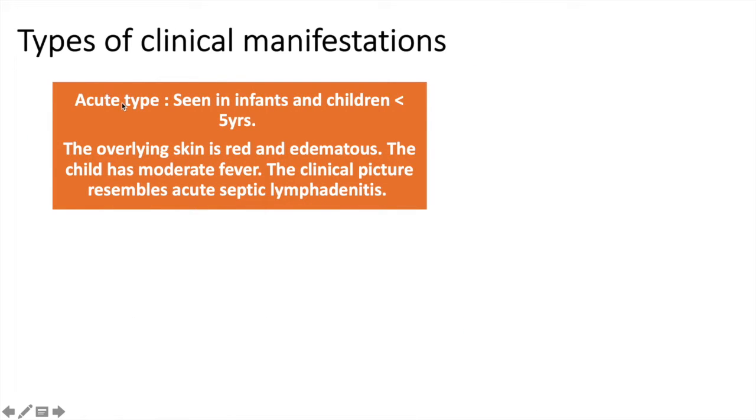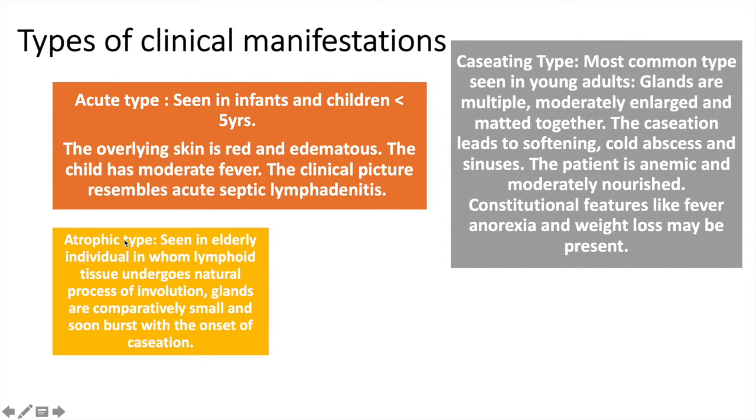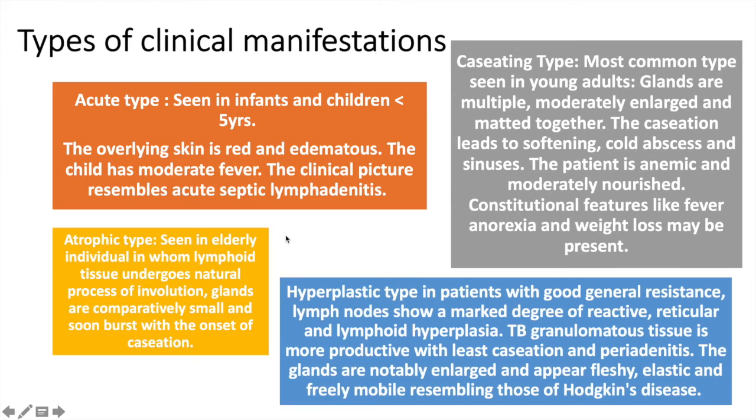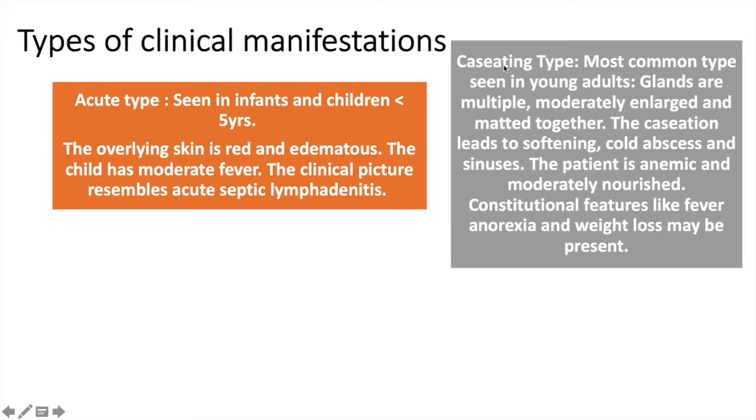This includes the acute type, the caseating type, the atrophic type, and the hypoplastic type. Now in the acute type, as the name suggests, this is seen in infants and children below the age of 5 years, where the overlying skin appears red and edematous. Along with that, the child may have moderate fever, and the clinical picture resembles that of acute septic lymphadenitis with signs of acute inflammation.